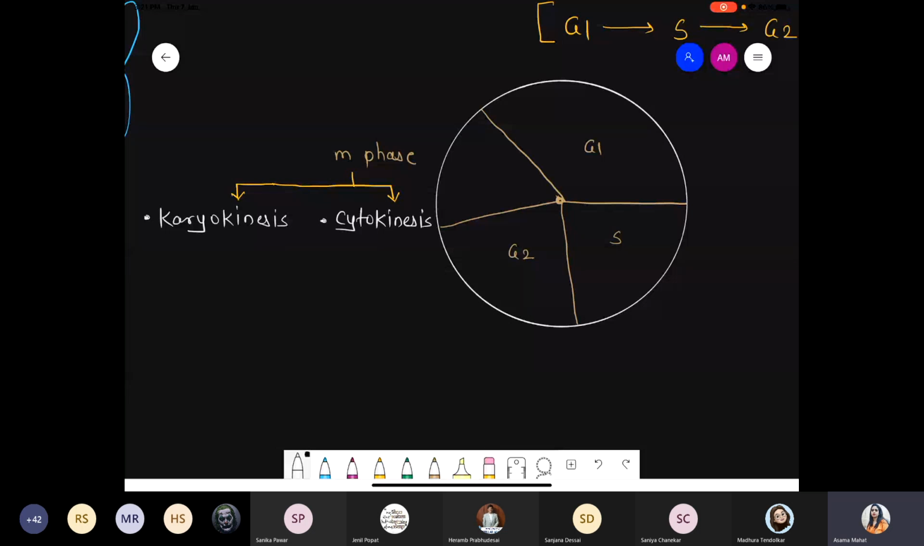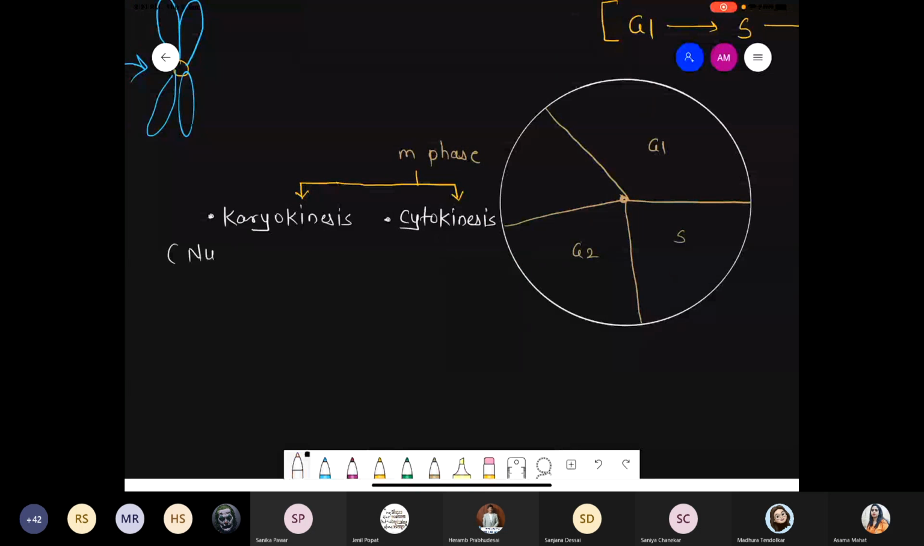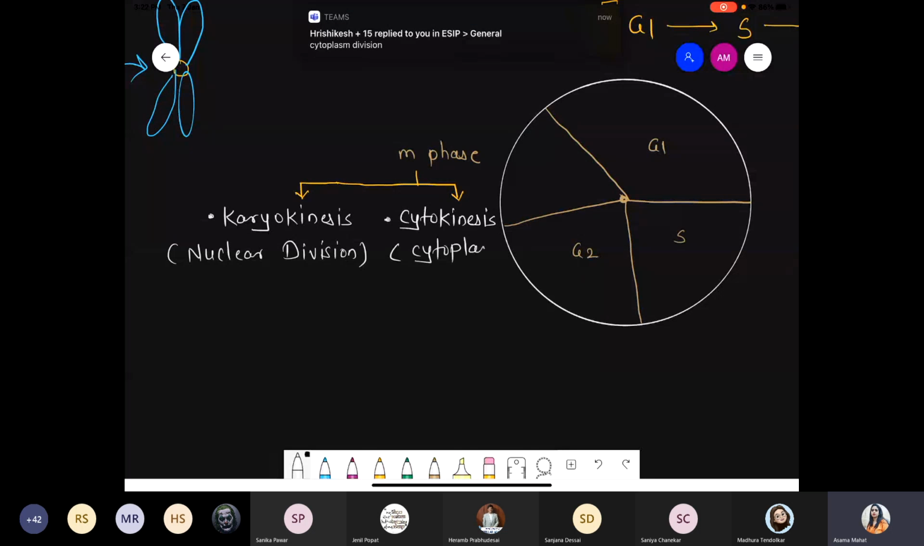What is the meaning of karyokinesis? Tell me, anyone. Division of nucleus. Yes, nucleus division. And what is the meaning of cytokinesis? Very good. Karyokinesis is nothing but nuclear division. Yes, Amod. Cytokinesis is nothing but cytoplasmic division. So exactly this is the difference between karyokinesis, that is nuclear division, and cytokinesis, that is cytoplasmic division.